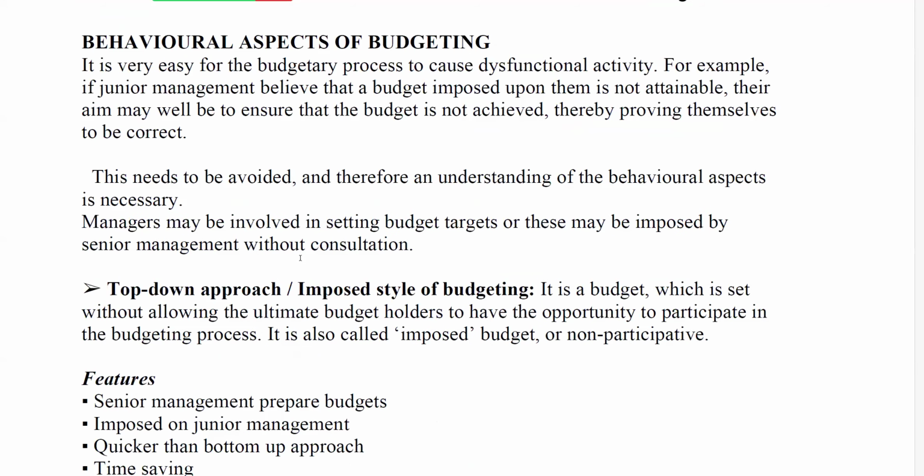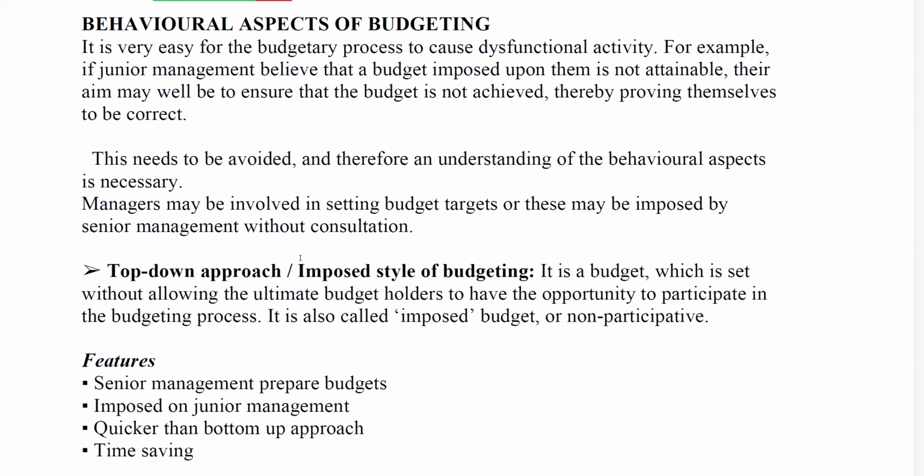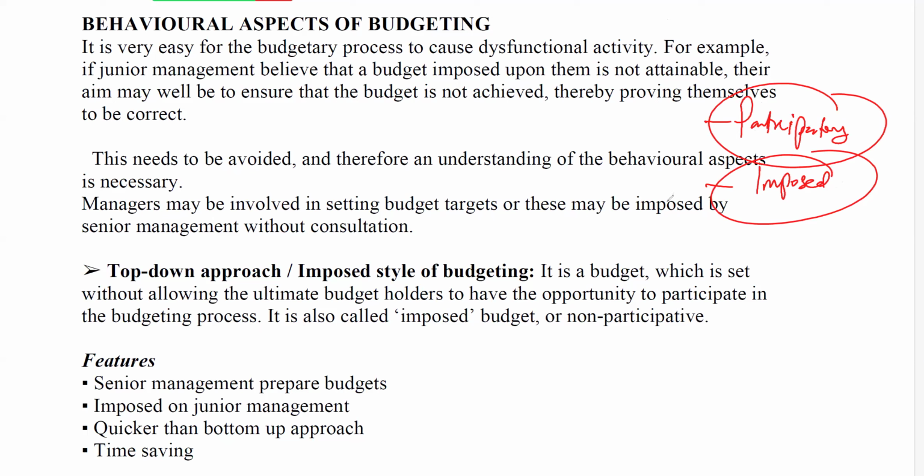So we've looked at the budgeting systems. However, we are coming to look at the behavioral aspect of budgeting, which still has some budgeting system. There are two main budgeting systems here, but then we are looking at how people behave when it comes to budgets. It may be a participatory approach to budgeting, or it may be an imposed approach. These are two ways we consider behavior towards budget.